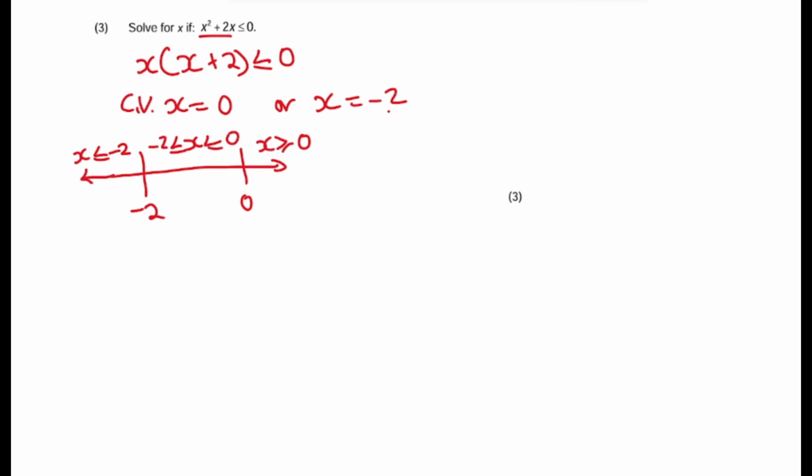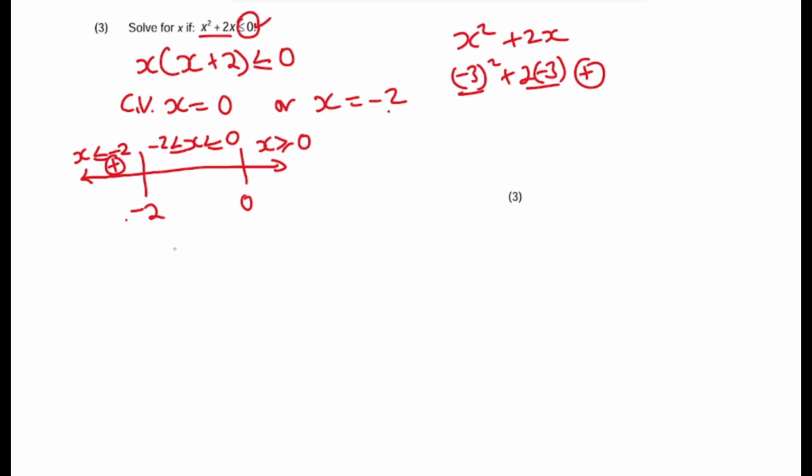Then choose any value that is less than negative 2. Let's choose negative 3. If you put negative 3 into this, what do we get? We have x squared plus 2x. Let's put negative 3 there. It's negative 3 squared plus 2 times negative 3. And then what do we get? This is 9 minus 6, which is 3, so it's positive. Remember, less than or equal to 0 means that the value of this function should be 0 or negative. Less than 0 means negative.